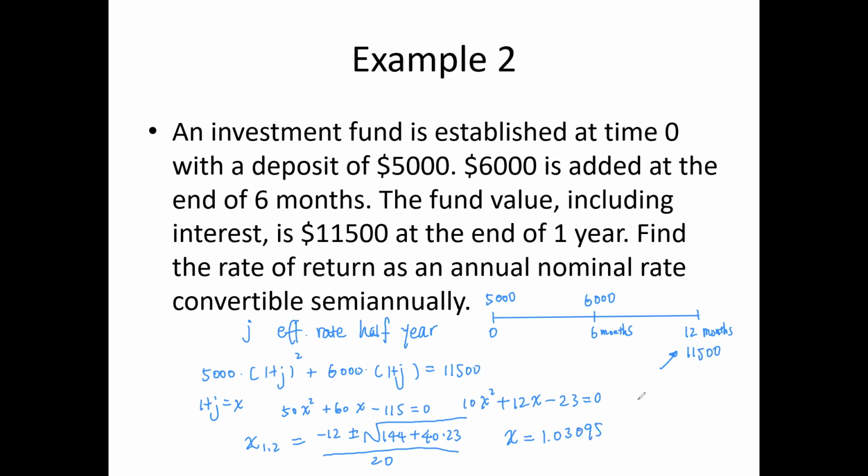So our j equals 0.03095, and then you have the nominal rate compounded 2 times a year, semi-annually. So just multiply j by 2, you get 0.0619. Okay. All right.